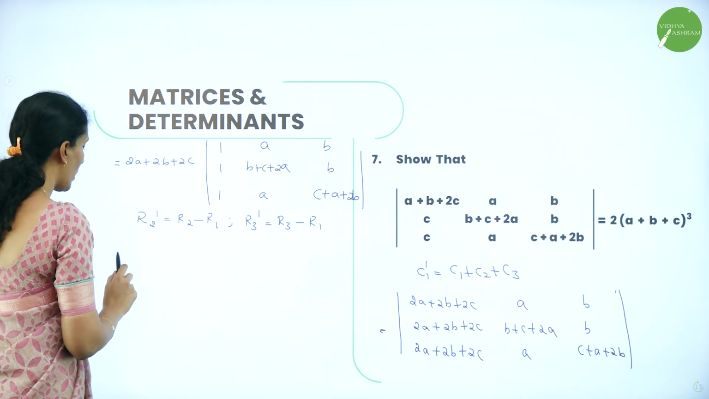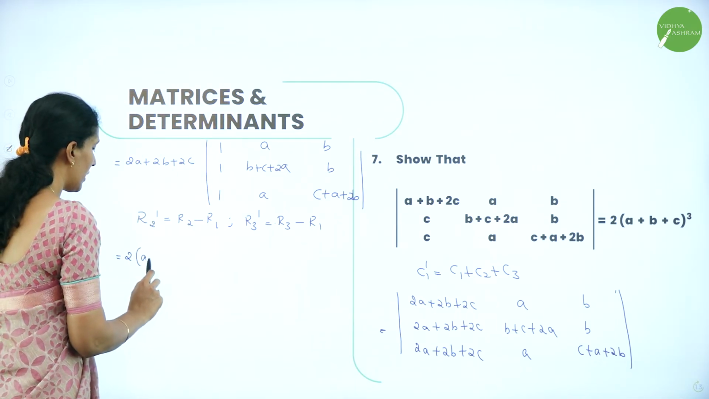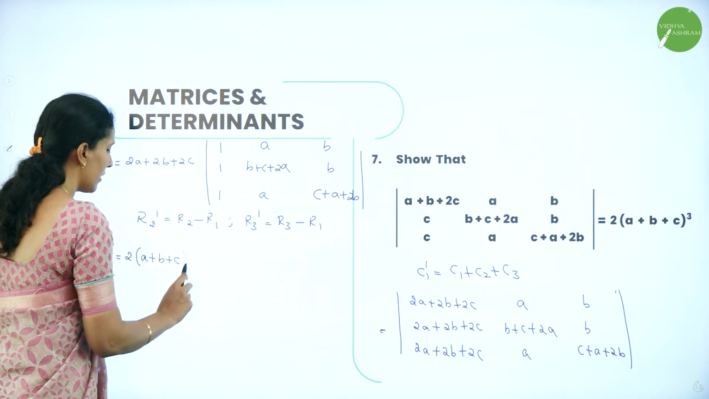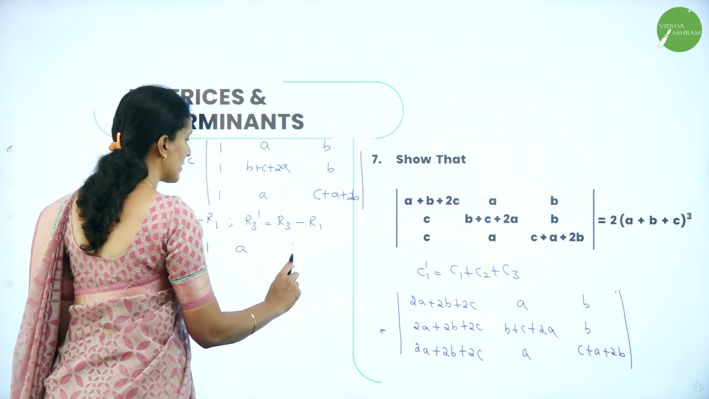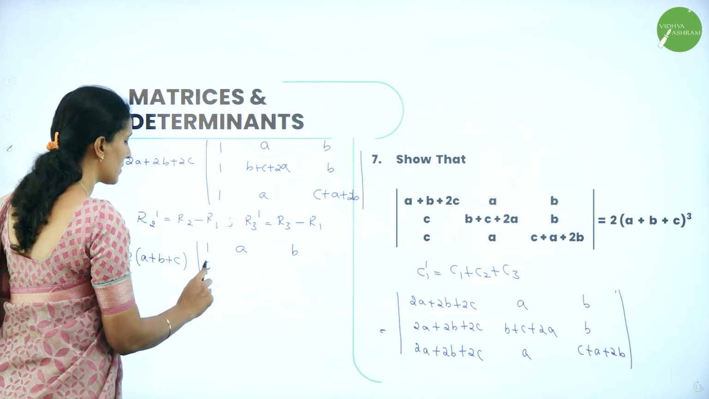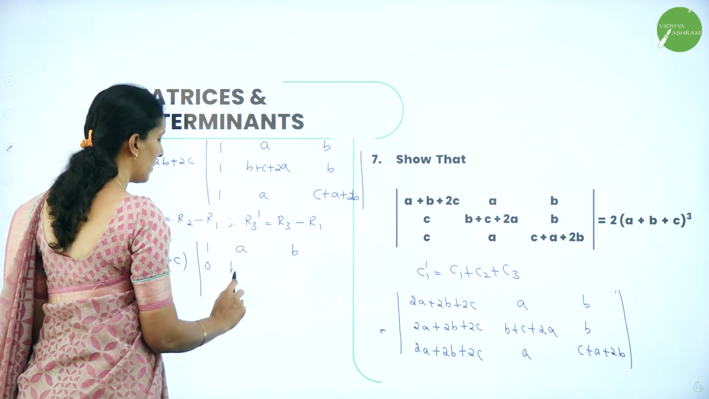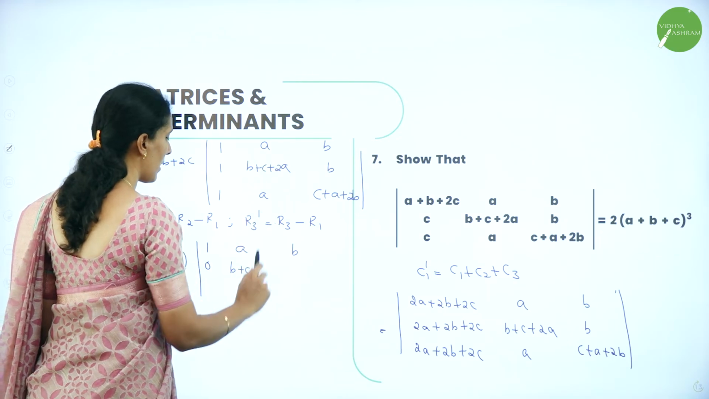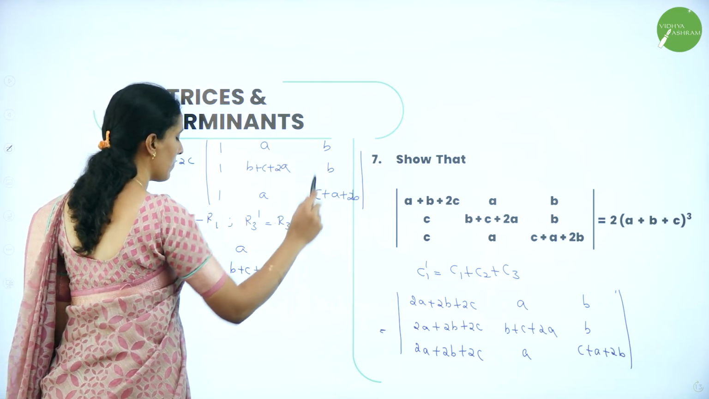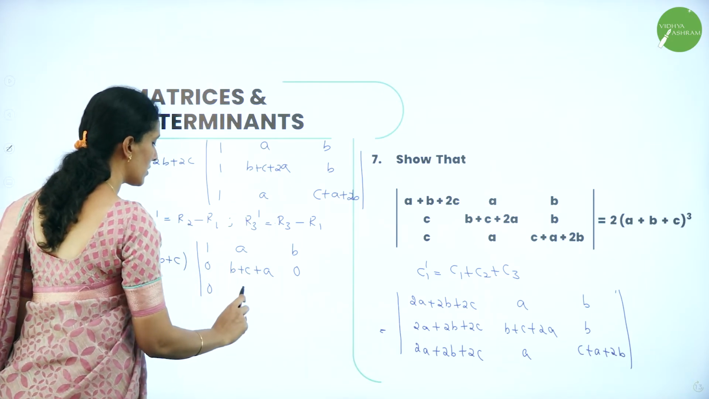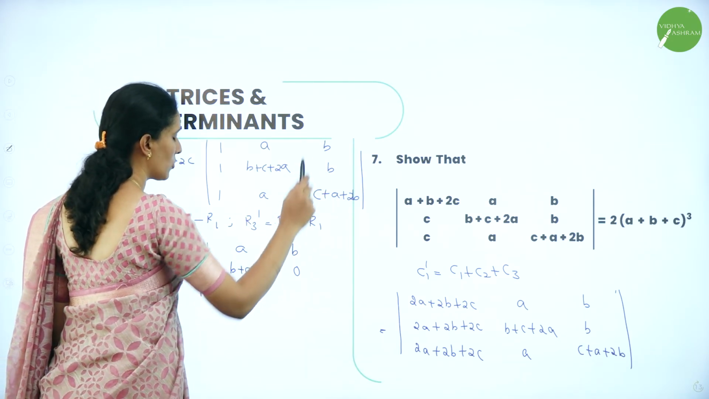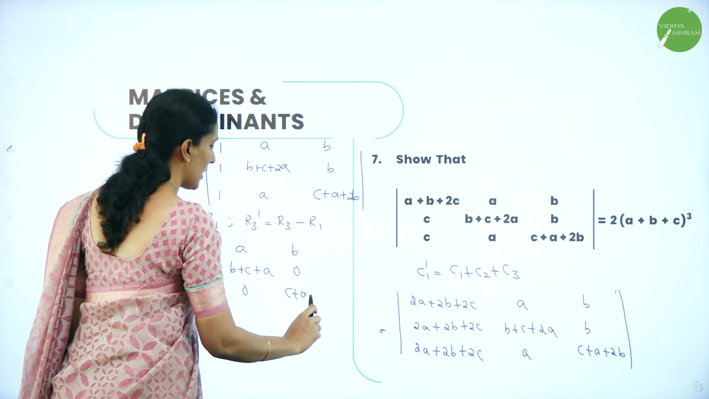Here I can take 2 as a common factor. Then I will get A plus B plus C. And inside the determinant, write the first row as it is. 1 minus 1 becomes 0. So here B plus C, 2A minus A becomes A, B minus B is 0. 1 minus 1, 0, A minus A, 0, C plus A, 2B minus B becomes C plus A plus B.